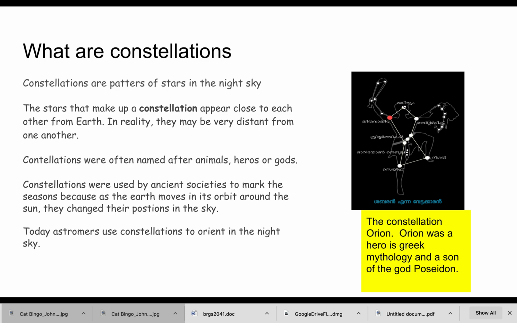The zodiac signs, probably everybody knows what your zodiac sign is. Well, your zodiac is named after a constellation. So during the month of your birth, whatever it is, that constellation will be visible in the night sky.